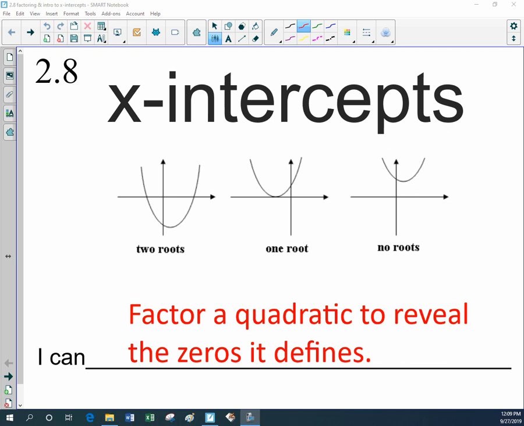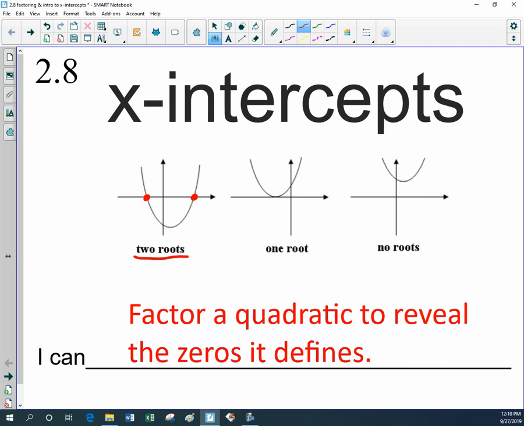If you remember from the last class period, when we solved, we factored, we set each factor equal to 0, and we came up with our solutions. Does everybody remember that? What we're going to talk about today is how those solutions correlate to these points where the graph would cross the x-axis. So if we factor a problem and we get two solutions, then it's going to cross the x-axis twice.